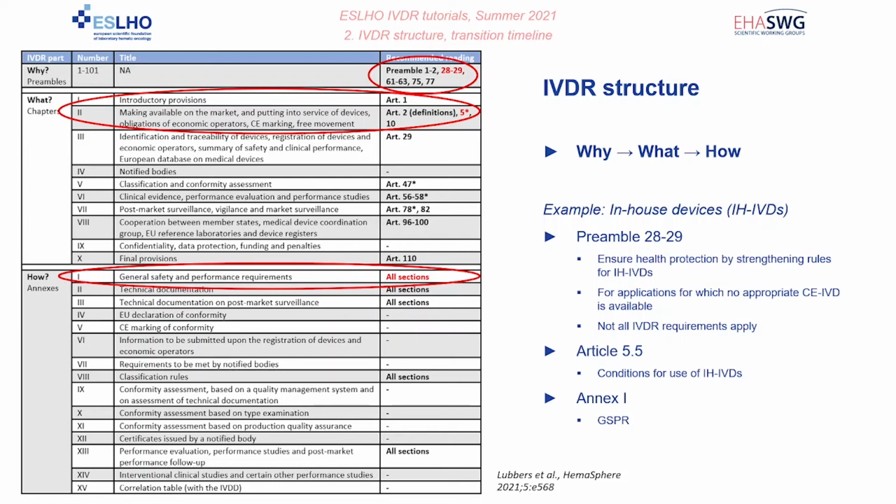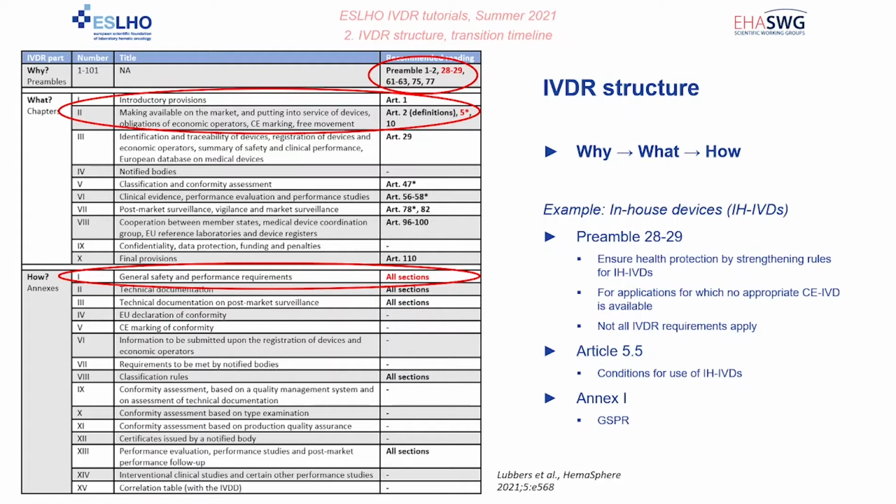The why, preamble 28 and 29, state that to ensure health protection, the rules for the use of in-house devices are strengthened. In-house devices should only be used when no appropriate CE IVDs are available. And it is also stated that not all of the IVDR requirements should apply to in-house devices.